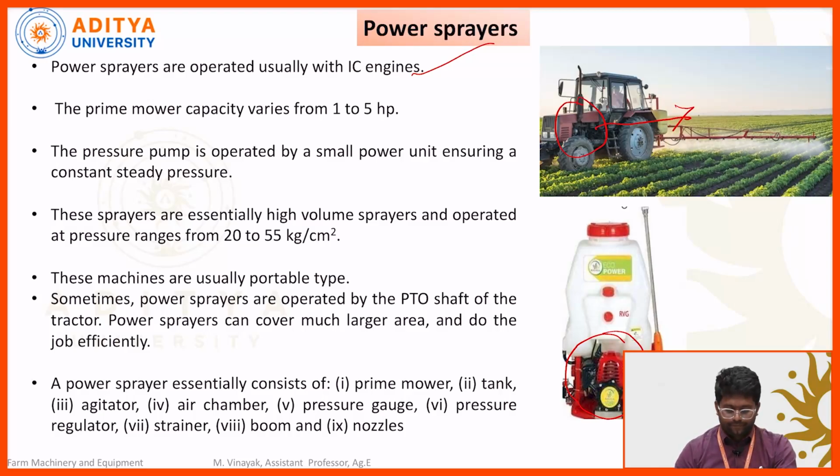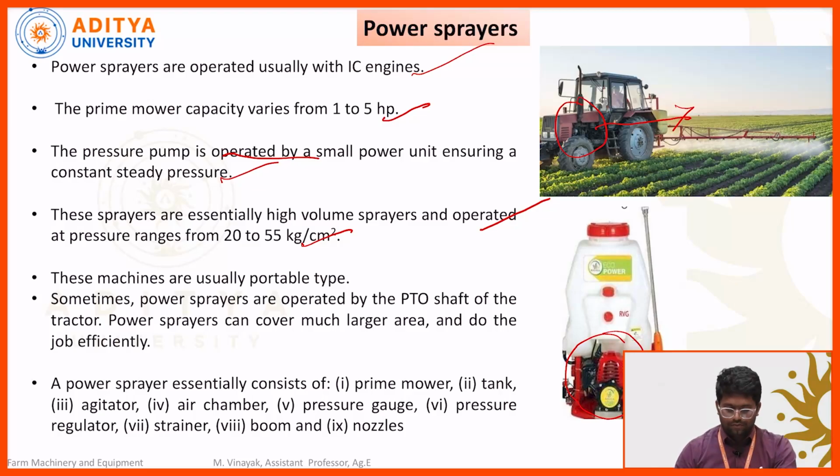The prime mover capacity is 1 to 5 HP. So this capacity is 1 to 5 HP. Most of the commercial power operated sprayers available are 2 HP. The pressure pump is operated by a small power unit, ensuring a steady, standard pressure. Next, these sprayers are essential for high volume spraying. Operating pressure ranges from 20 to 55 kg per centimeter square.